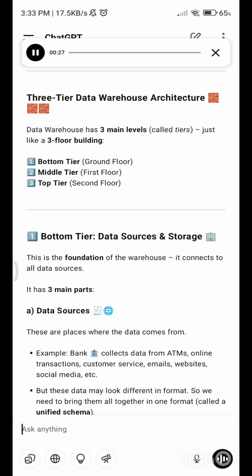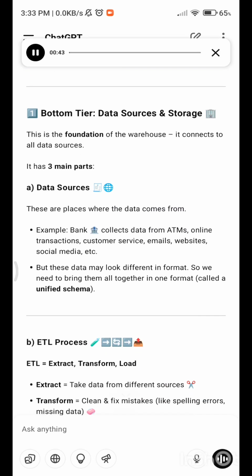3-tier data warehouse architecture. A data warehouse has 3 main levels, called tiers, just like a 3-floor building. 1. Bottom tier, ground floor. 2. Middle tier, first floor. 3. Top tier, second floor. 1. Bottom tier, data sources and storage. This is the foundation of the warehouse. It connects to all data sources. It has 3 main parts.